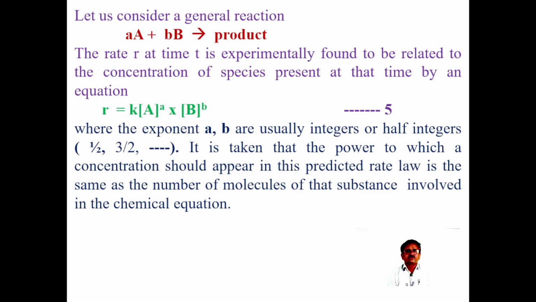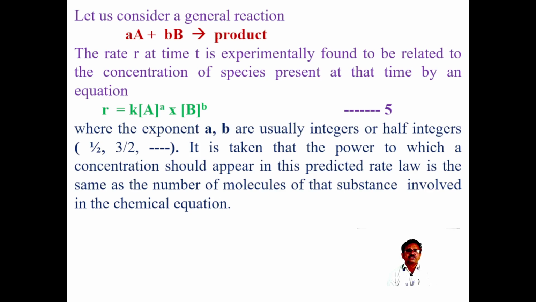Let us consider a general reaction. Again, we can add something more about this, that is a moles of A plus b moles of B gives product. So the rate R at time t is experimentally found to be related to the concentration of species present at that time by an equation, that is R, the rate, equals k [A]^a [B]^b, where the exponents small a and small b are usually integers or half integers.